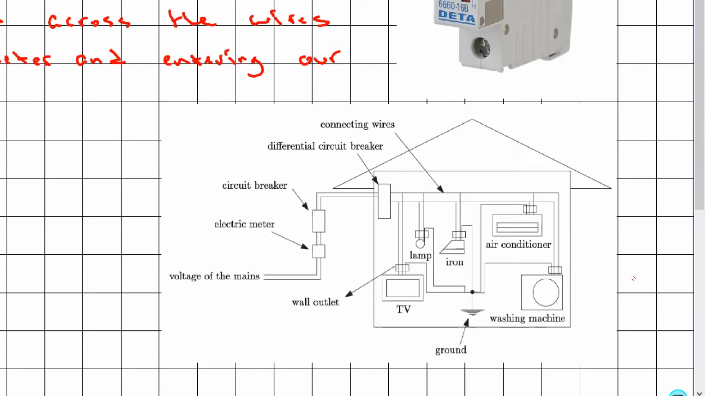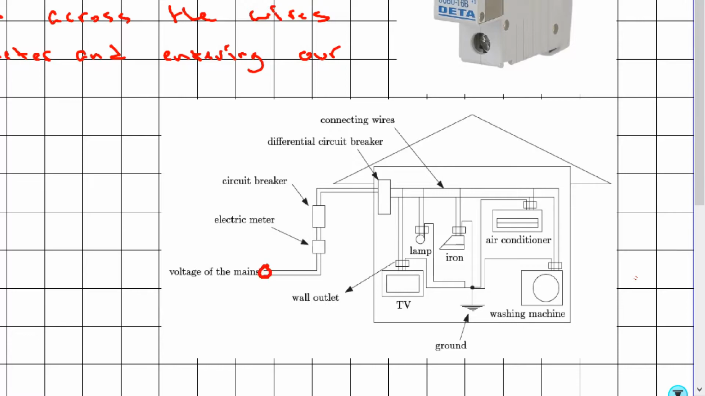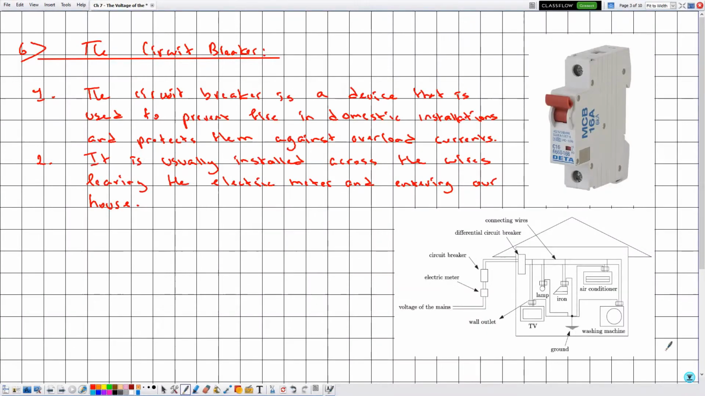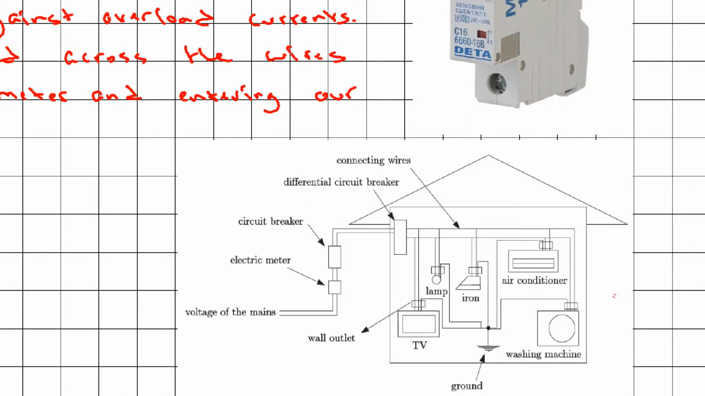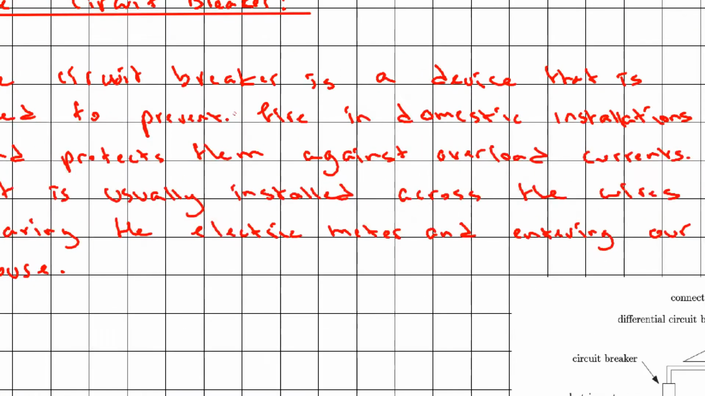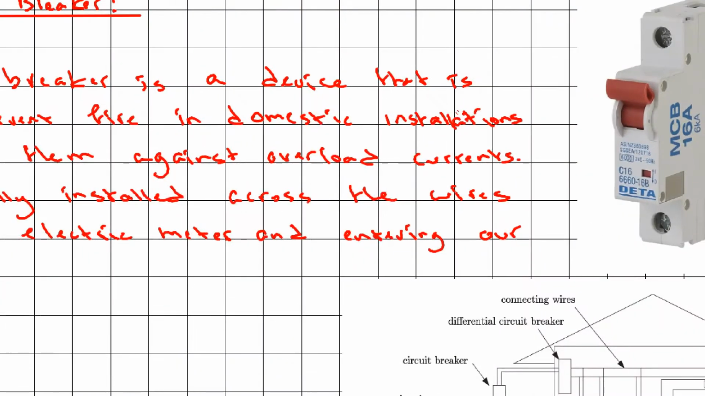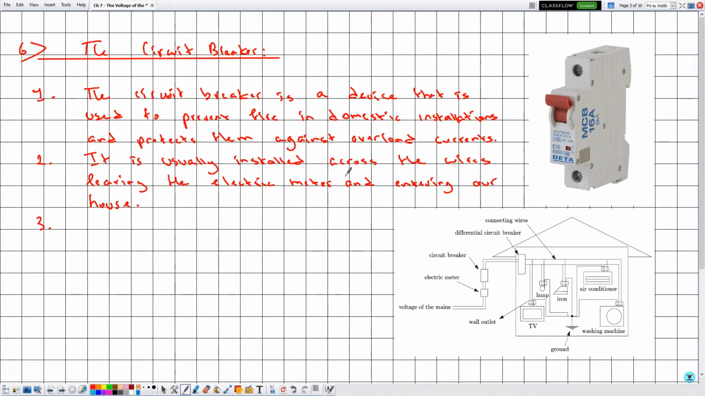So we receive the voltage of the mains, then it passes through the electric meter. We have seen previously what the electric meter is. It is the one responsible for calculating the electric bill, and we have calculated the electric bill. Now this is the circuit breaker. The circuit breaker is usually installed after the electric meter. And we know that it is essential to install the circuit breaker because it prevents fire and protects against overload currents.